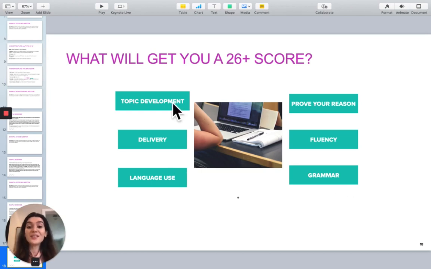Okay, so these are the 3 things that they're grading you on, and these are some of the things under each of them. You can work on proving your reason, being fluent by reducing the use of filler words, and improving your grammar. Again, there are a lot of things that we discussed today, such as intonation, that is also important, and it falls under delivery.